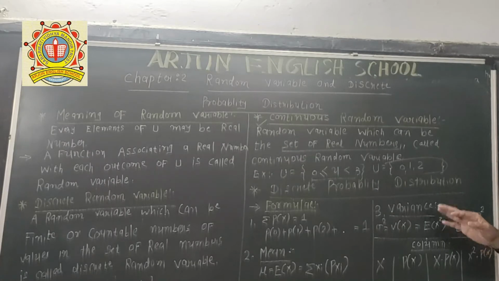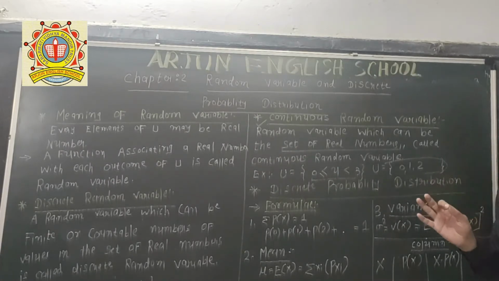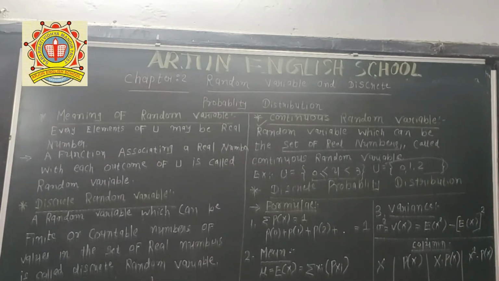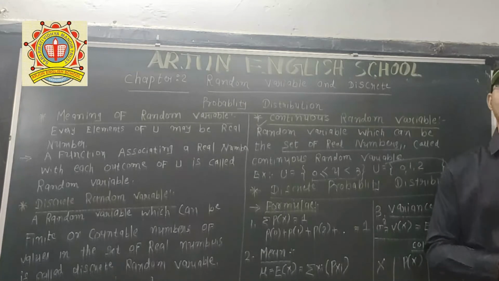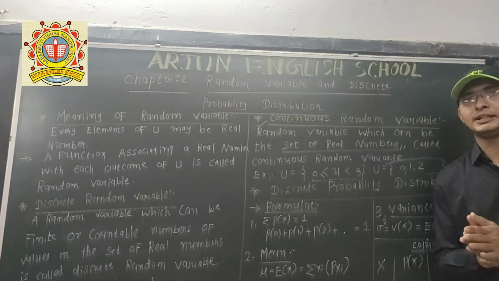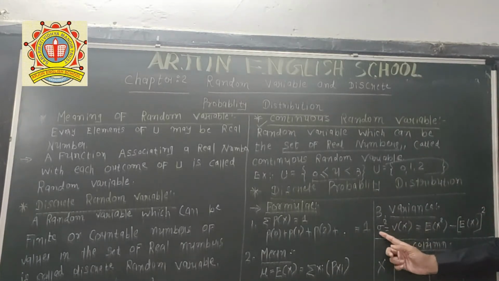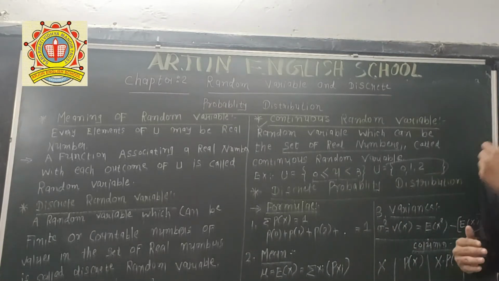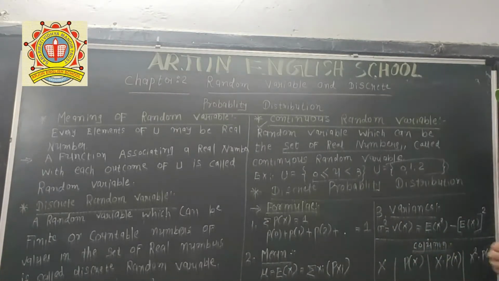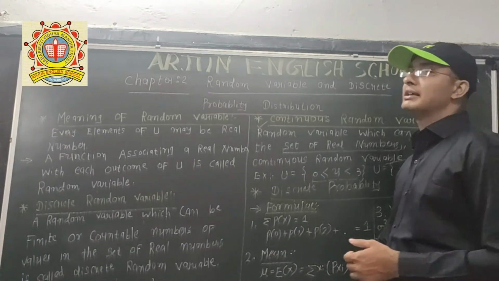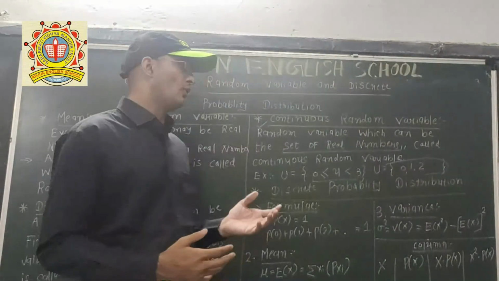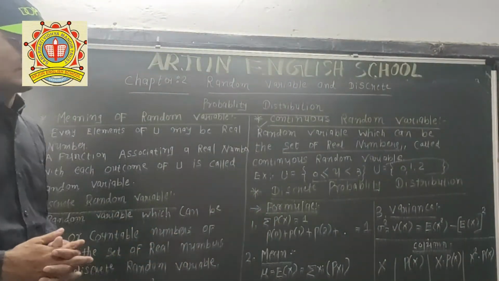So remember this formula, and if they ask you to find the standard deviation, then first of all we have to find sigma square. If the value of sigma square is equal to 9, then the standard deviation becomes 3, meaning under root of sigma square. So first of all we have to find the variance, then take the under root of variance, which we call sigma, meaning standard deviation.